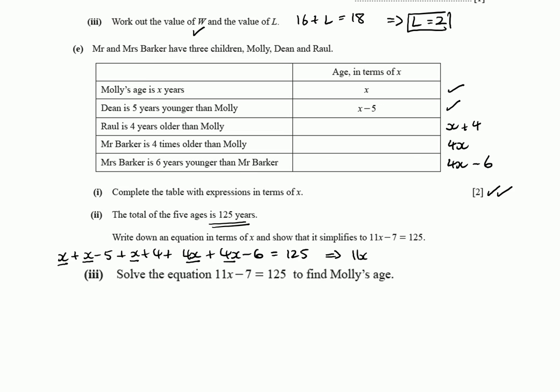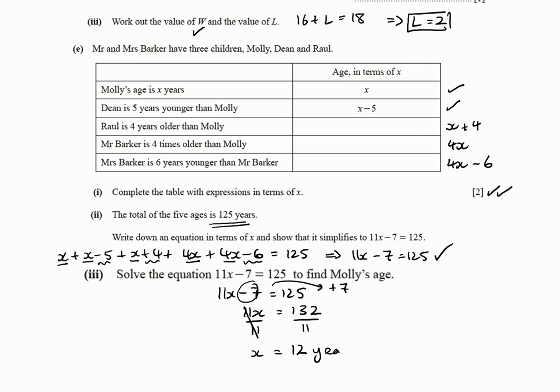Then with my numbers, I've got minus 5 plus 4, which is negative 1, minus 6 takes me to negative 7. 11X minus 7 equals 125. And there it is. Now, again, what they're trying to do here is lead us through a process of writing down a rule, putting our numbers into it, simplifying and solving. So it's not very surprising that now I have to solve this equation. 11X minus 7 equals 125. 11X equals 125 plus 7, which is 132. And then we have to divide both sides here by 11. And that gives me 12. So Molly is 12 years old.